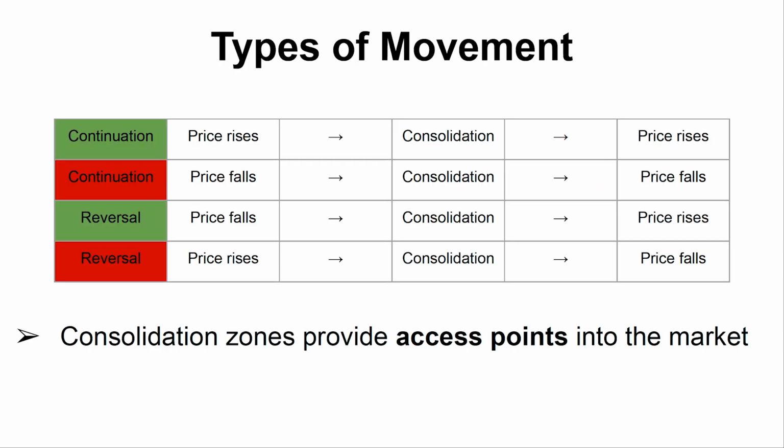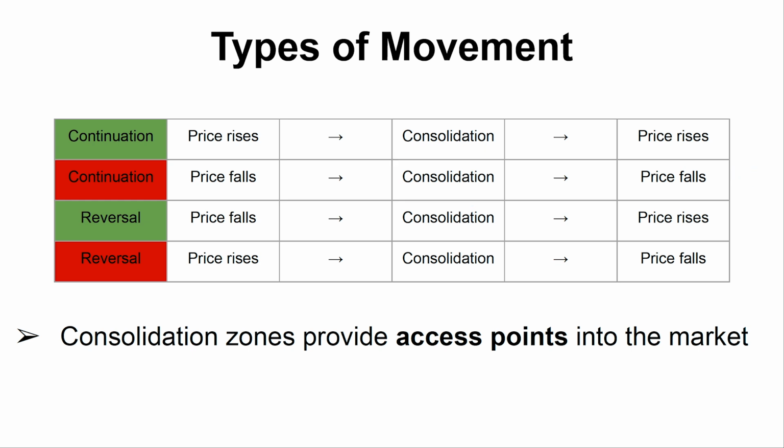Now, I want to talk about the different types of price movements for a minute. Price generally falls into one of two categories, continuation or reversal. So let's talk about continuation first. In an uptrend, price rises, then it consolidates, and eventually starts rising again. This is what we call bullish continuation. In a downtrend, price falls, then it consolidates, and then eventually starts falling again. This is known as bearish continuation.